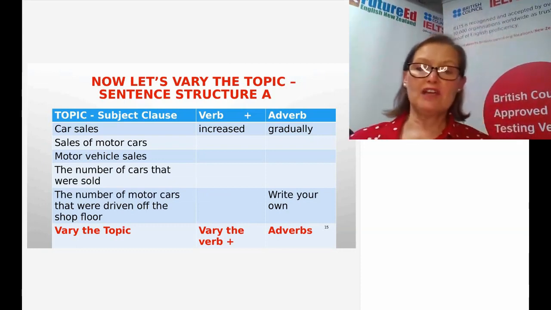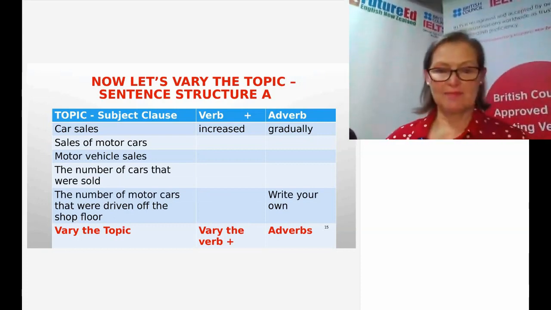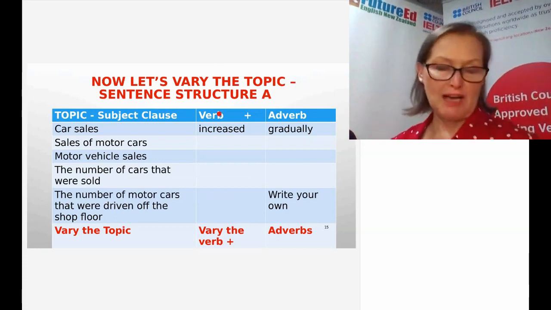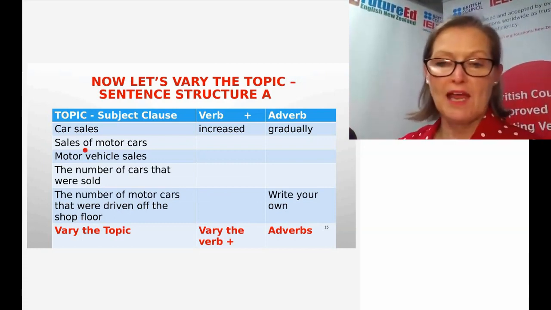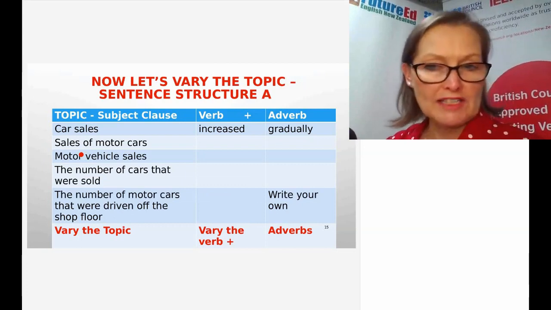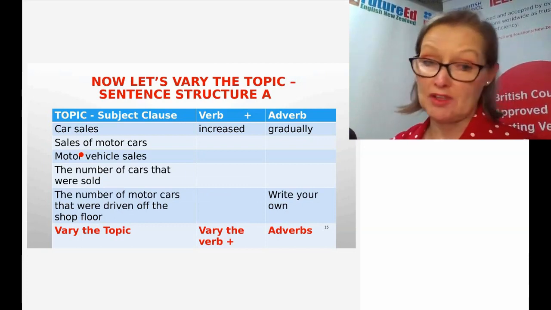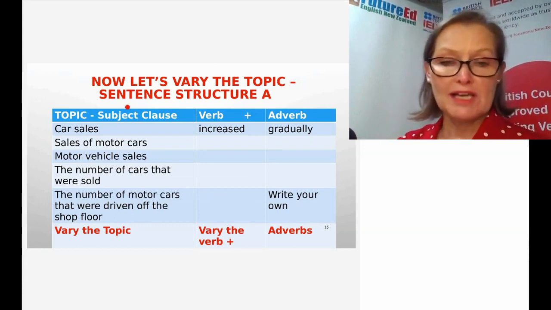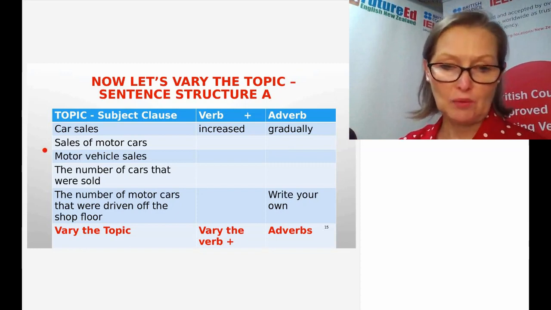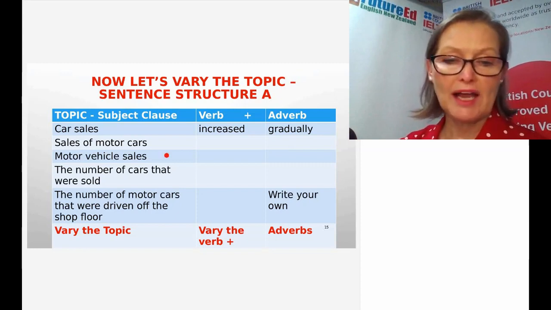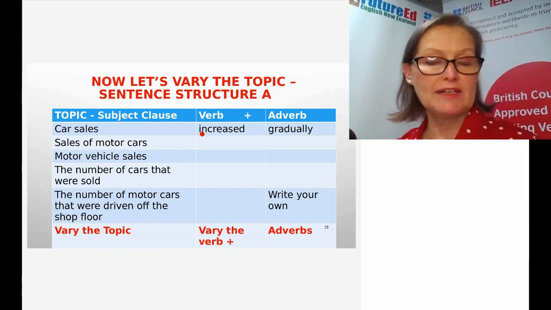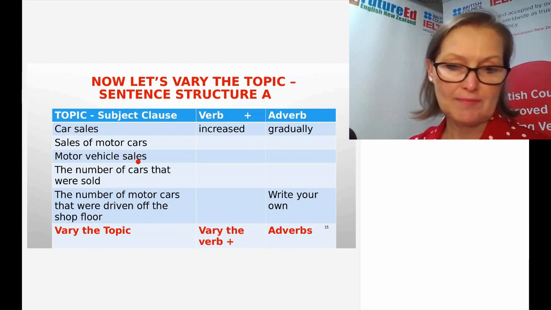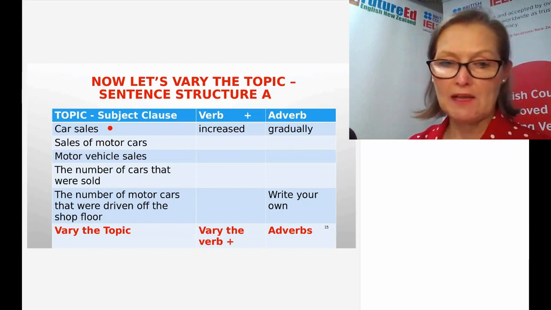Now let's work at varying our topic sentence. Our topic sentence with my verb and adverb structure is obviously my subject or my subject clause. And we don't want to just write an essay talking about car sales went up, car sales went down, car sales hit a peak of. We want to be able to vary our subject clause because this is where I can show the examiner that I can vary my vocabulary and I can also vary my sentence structure, the structure of my clause a little bit. So let's have a look.